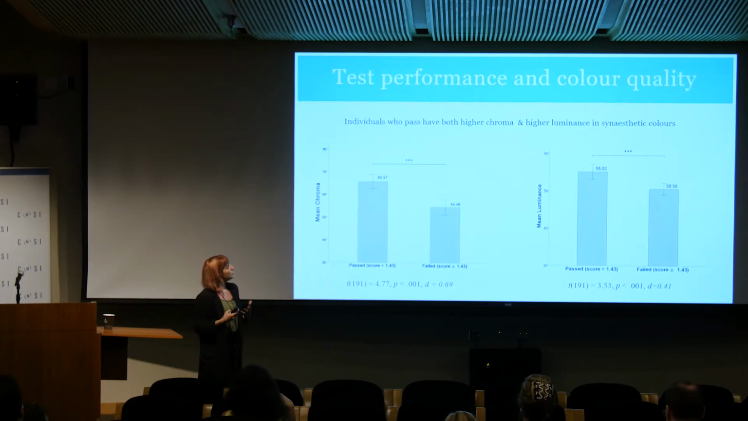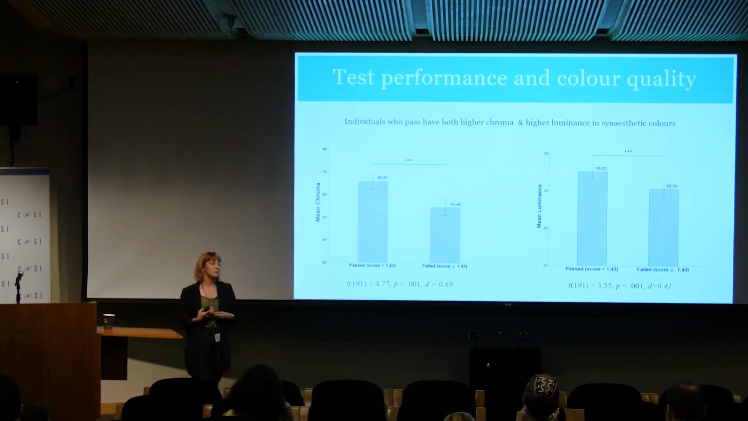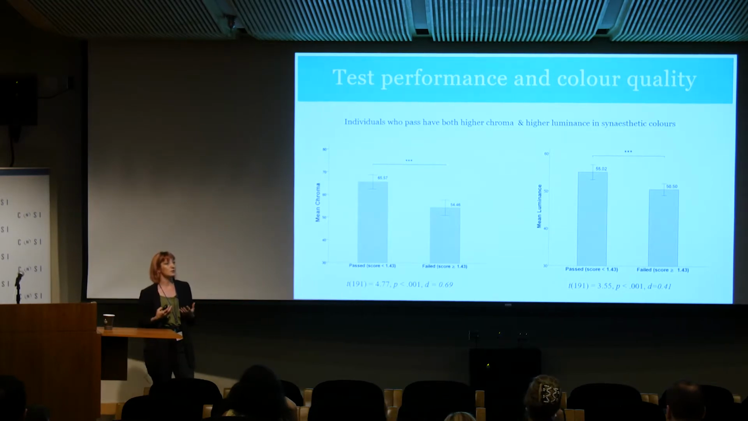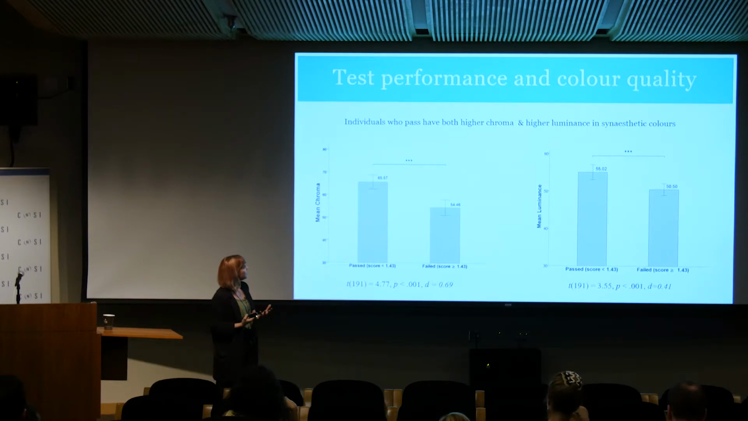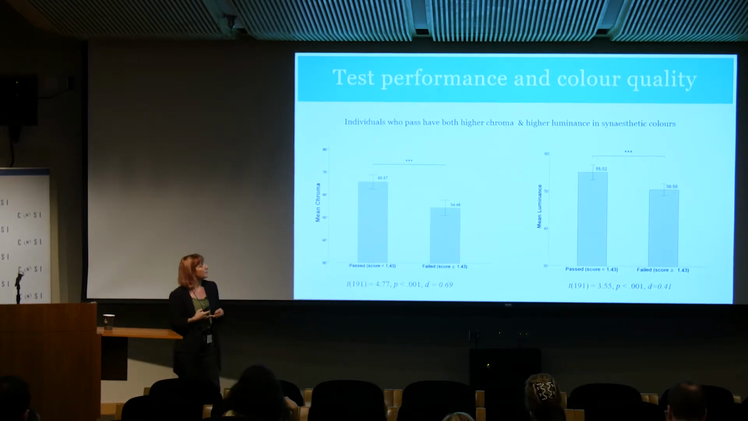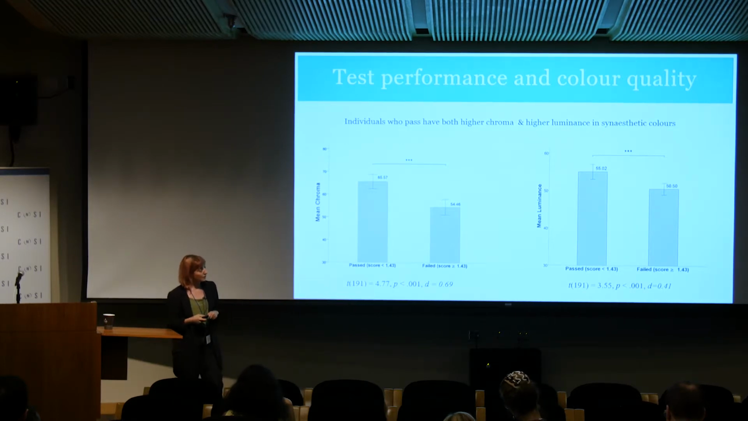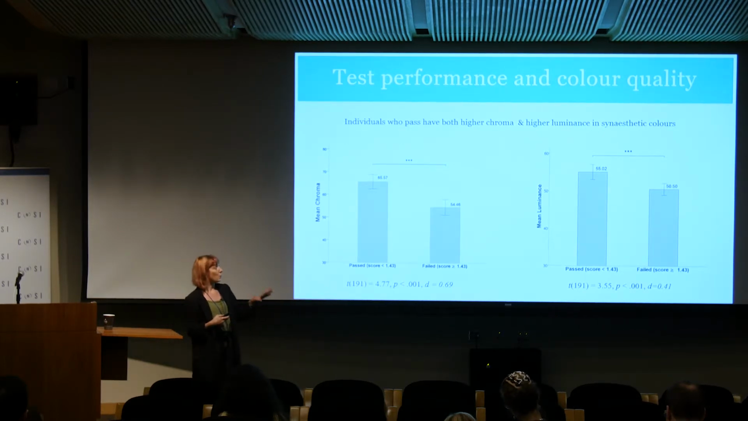But we first wanted to look at those color qualities and test performance. So is there something about your synesthetic colors that can determine whether or not you pass the test? And we found that actually people who passed the objective test tend to have more luminance in their synesthetic colors and more chroma as well, significantly.